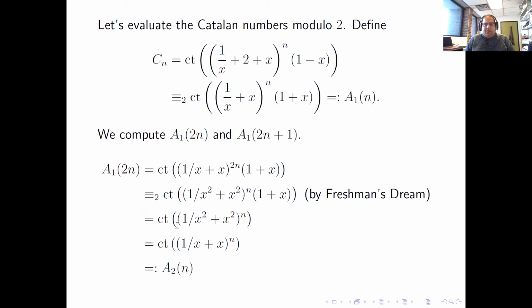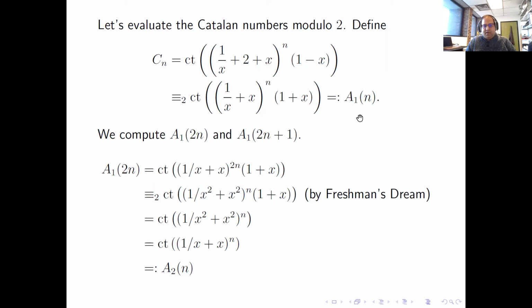So now I would like to look at the Catalan numbers modulo 2. So I start with my expression for Cn as the constant term of this expression here, and I reduce modulo 2. So of course, reducing modulo 2, I can throw away the 2, and I can change -1 to +1, and I get some function here that I'm going to call A1. So after reduction mod 2, I'm just going to give this expression a name and call it A1.